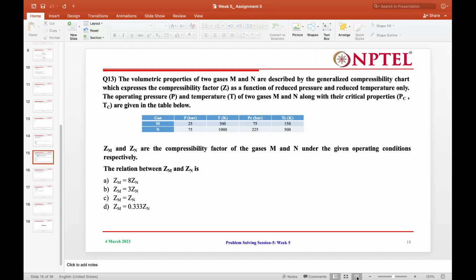Question number 14, the parameters in the three parameter theorem of corresponding states are? The options: reduced temperature, reduced pressure and reduced volume; compressibility factor, acentric factor and reduced volume; reduced temperature, reduced pressure and compressibility factor; reduced temperature, reduced pressure and acentric factor. So for the three parameter theorem, the parameters are reduced temperature, reduced pressure and acentric factor.